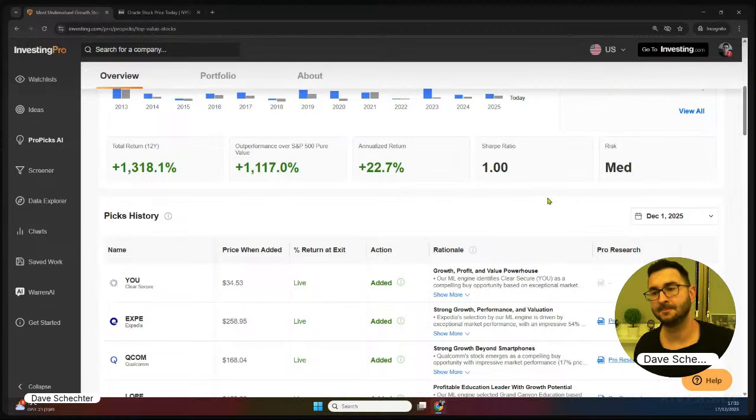So just a note for everyone here, ProPicks AI strategies are updated on the 1st of every single month. We notify Investing.com members of these strategy changes a couple days before the strategy is updated, on the day that the strategy is updated, and also a couple days after via email, push notifications, and also on-site messaging. But just so you know, the strategies are always updated on the 1st of every single month.